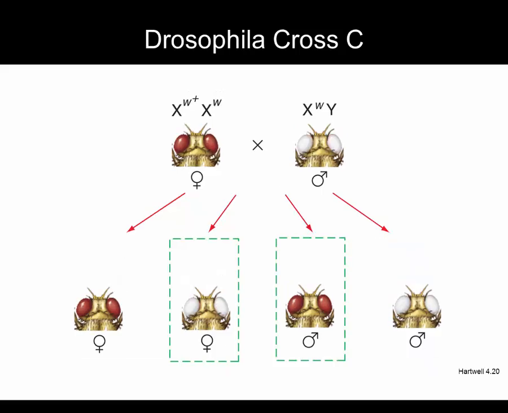Morgan supported his model with further crosses. He saw that mating heterozygous females and white-eyed males gave an equal mix of red and white-eyed offspring amongst both sexes.